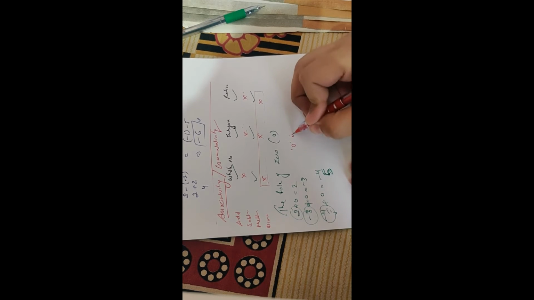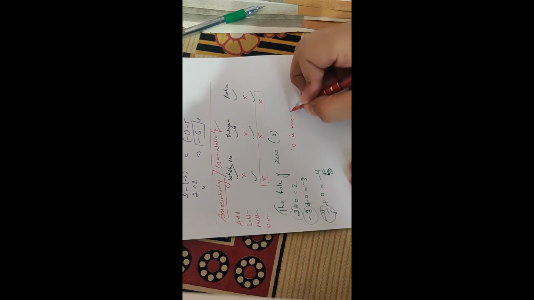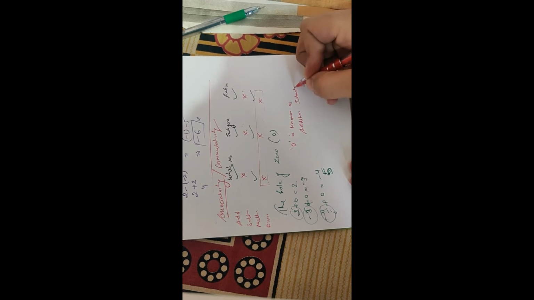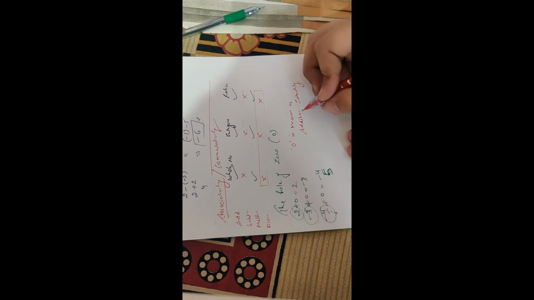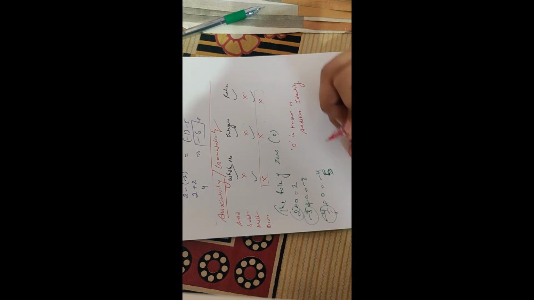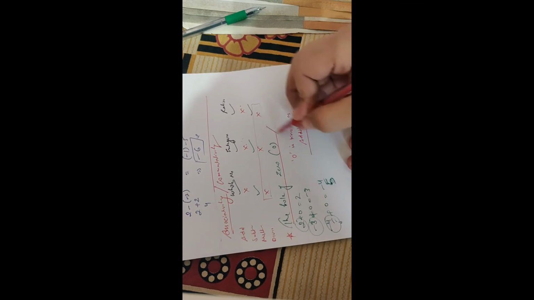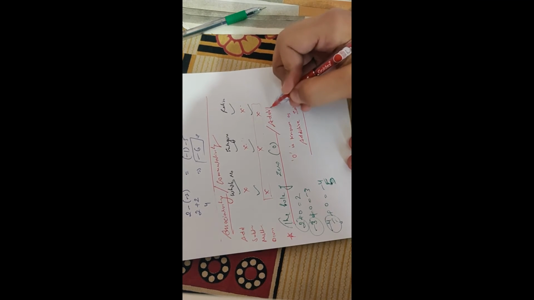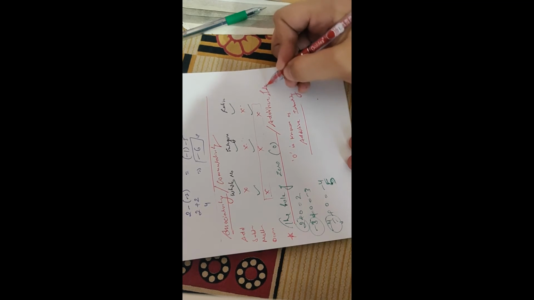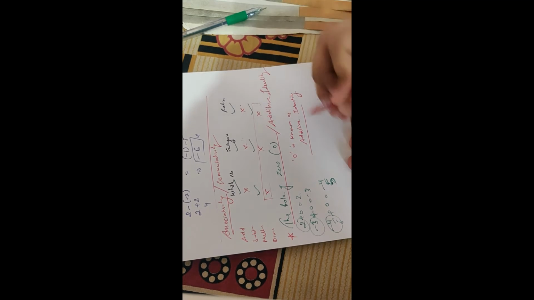0 is known as additive identity. Pardon me for the writing, it's too bad. Alright, so the role of 0 is also known as additive identity. Okay.